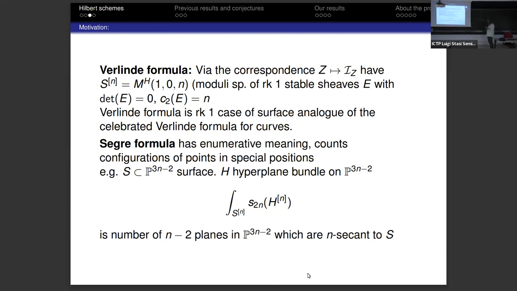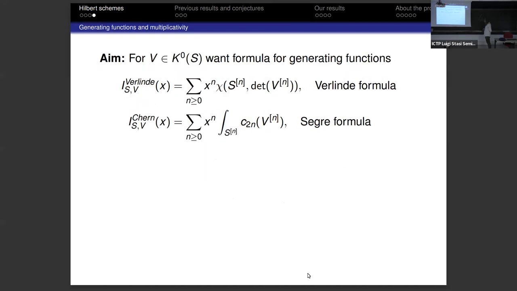So this means the number of configurations of n points which lie, which span only something of dimension n minus 2 and not n minus 1 as we normally should. Okay, so this would be an example, but there you could write other formulas for other things and we would get this. So this would be one thing, how one can interpret this.